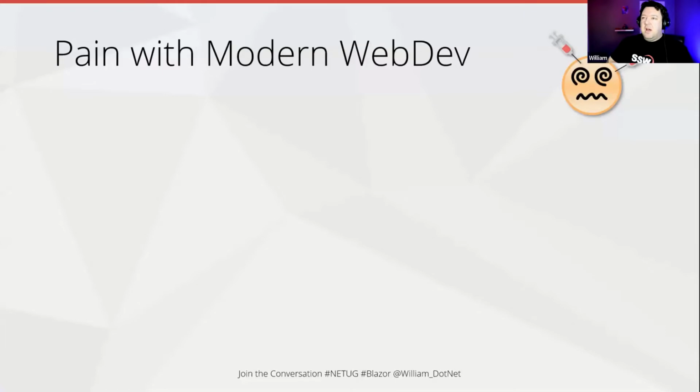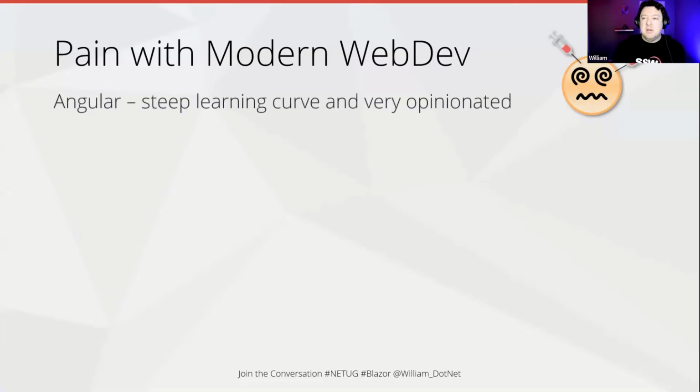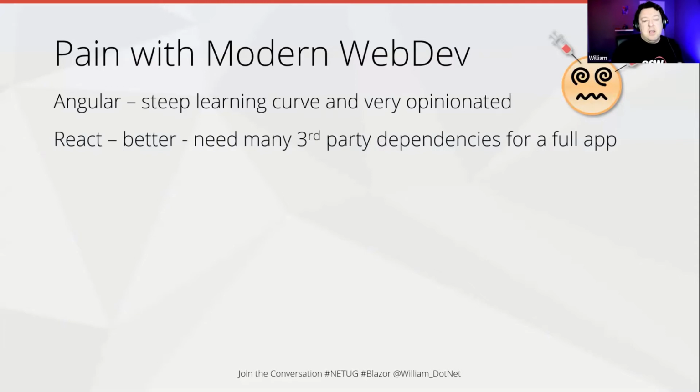As a .NET developer, for me, there's a fair bit of pain when it comes to setting up a new project. If, for instance, learning Angular, it's got a fairly steep learning curve, and it's super opinionated. So if you want to do something that doesn't quite fit with the framework, it just says no, you can't do it. React, on the other hand, is a little bit better. It's a lot more flexible. You can do a lot more stuff in it, but to build a full app, you have to bring in a whole bunch of third-party dependencies.